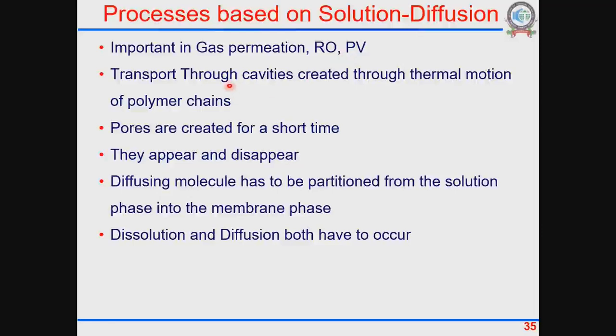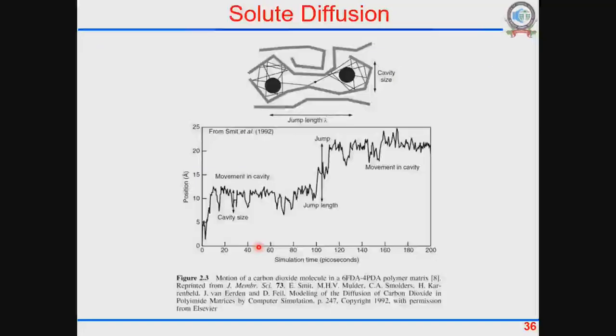In this particular case, transient cavities are formed. The membrane is like a bunch of polymeric chains, and transient cavities are formed through this membrane for a very small instant of time. So these pores are created for a short instant of time; they appear and they disappear. The diffusing molecule has to be partitioned from the solution phase into the membrane phase, and then only can it diffuse through the membrane. So both dissolution of the solute into the membrane and diffusion of the solute through the membrane are important.